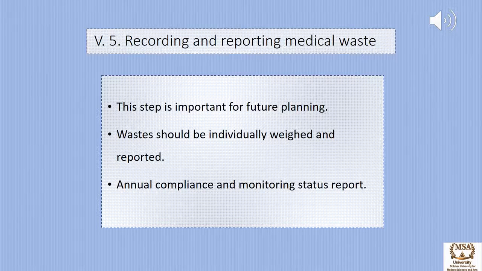The last thing I'm going to talk about is recording and reporting medical wastes. This step is important for future planning. It also helps in monitoring the compliance to waste management guidelines. Any wastes taken to the storage facility should be individually weighed and reported.